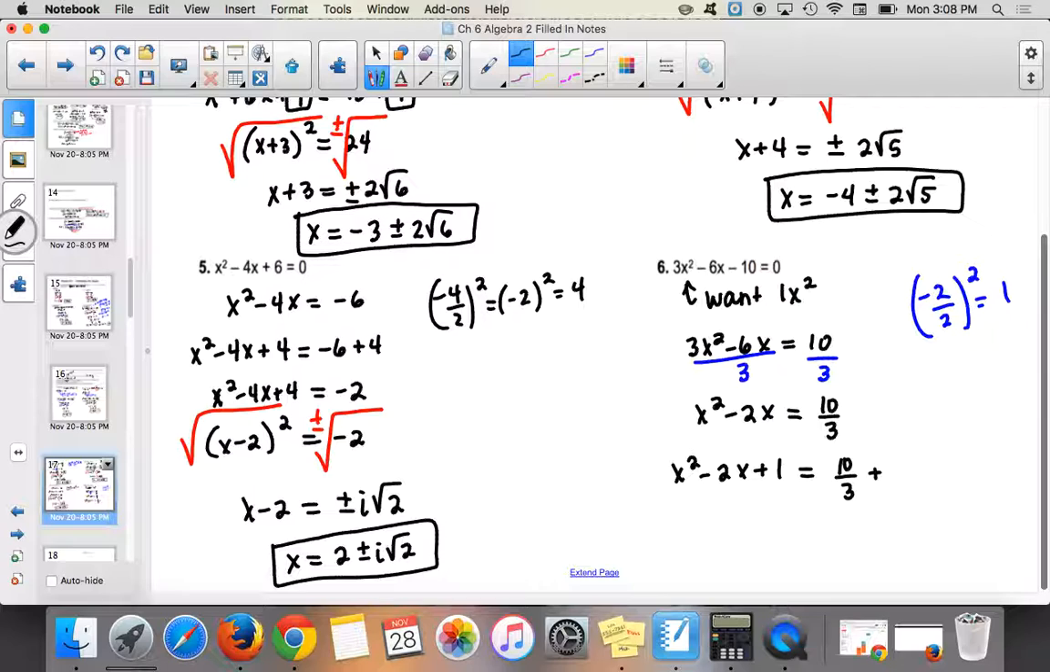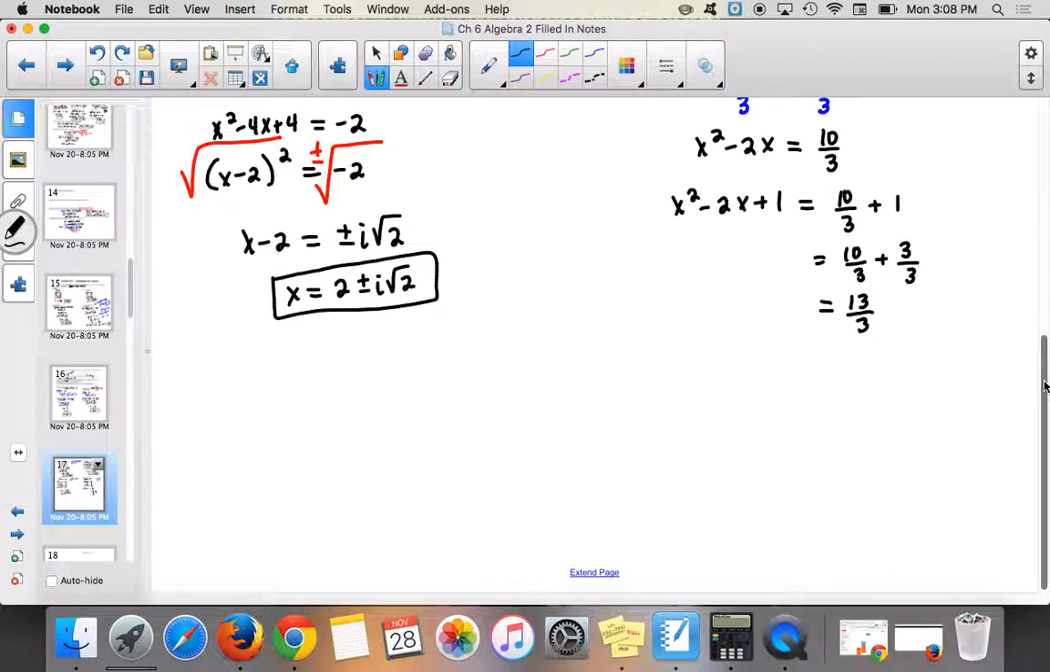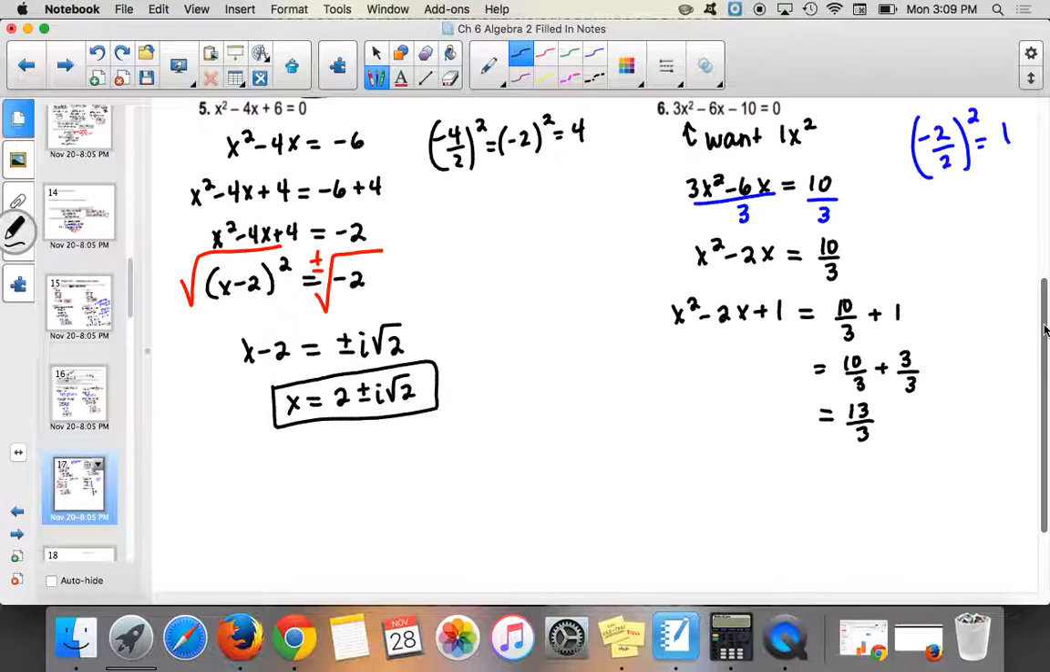Those of you that are not frightened of fractions know this immediately. You're like, oh, 10 thirds plus 1, that's going to be 13 thirds. Those of you that are scared of fractions are just like, oh my god, why are there fractions? 10 thirds plus 1. All right, can we do it? Right, so common denominators. So 1 is 3 over 3, and we're going to add them together. That's all we're doing, 13 thirds. Now the left-hand side is x minus 1 squared.